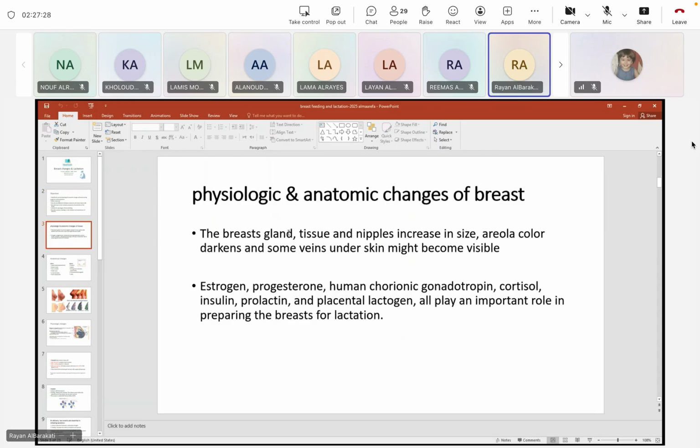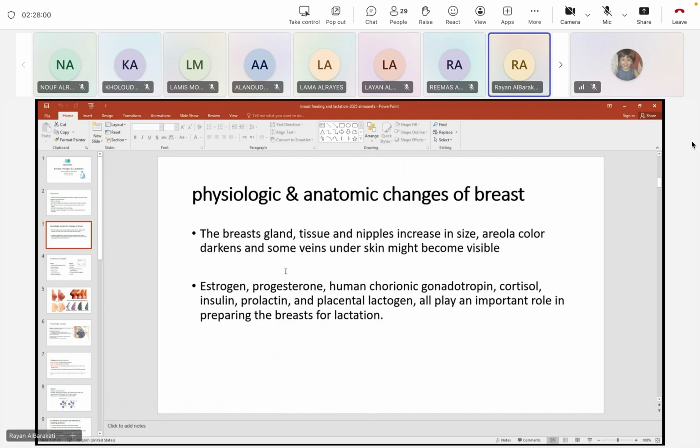If we are going to talk about the physiologic and anatomic changes of the breast, the glands, tissue, and nipples increase in size. The areola color darkens, and some veins under the skin might become visible. This is to promote enough nutrients through more blood flow, to increase in size and to build the glands, the milk-producing glands.